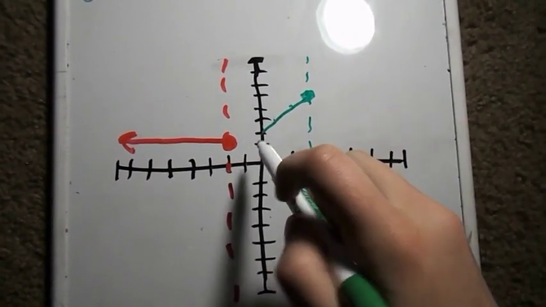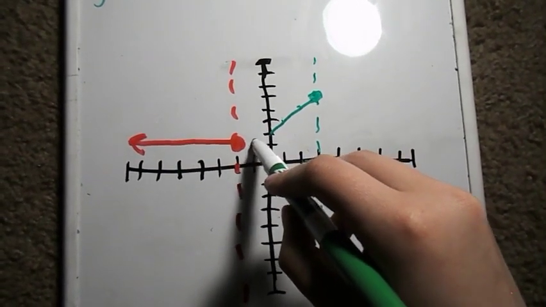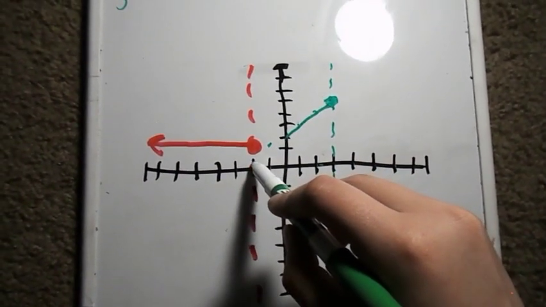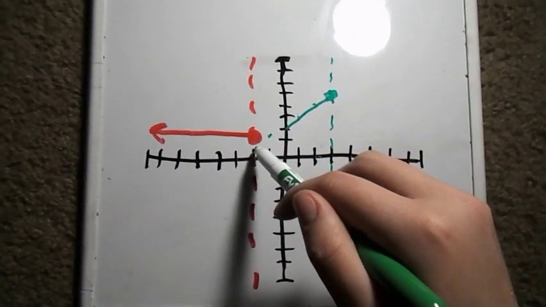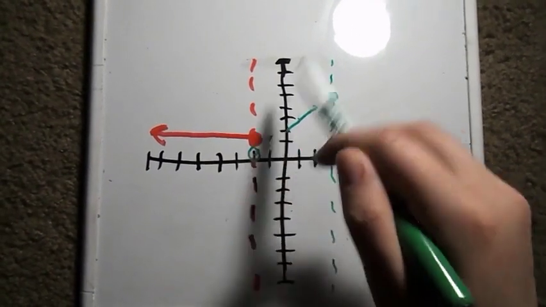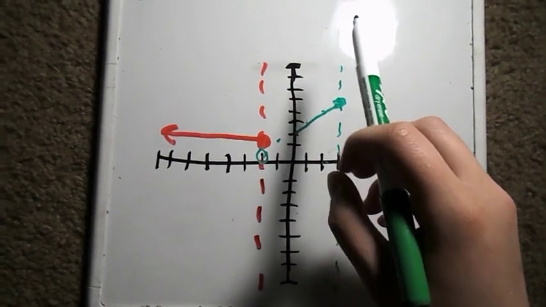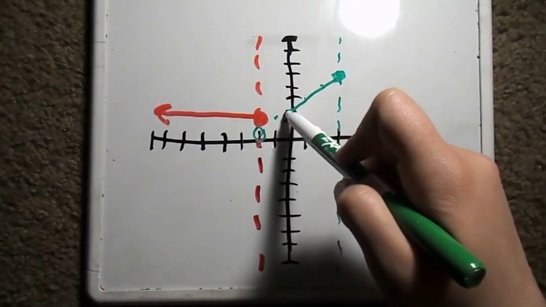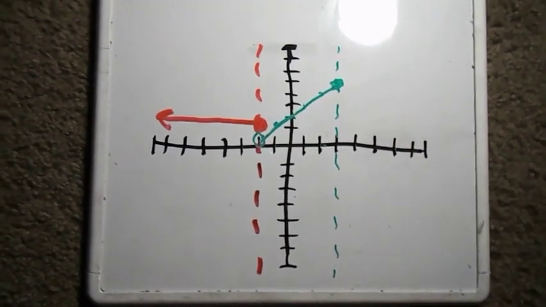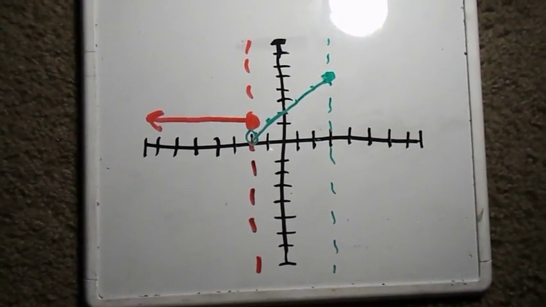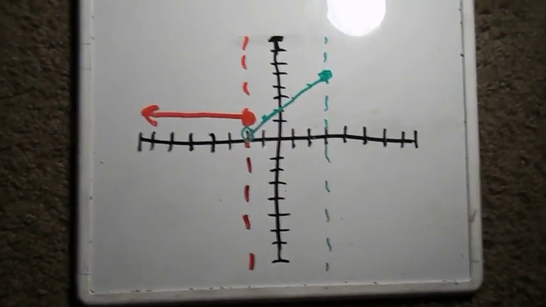Since 0 is not the x boundary, we have to go down 1 over 1 and down 1 over 1 until we get to negative 2, which is the boundary, and then we have an open circle because it is just a greater than, not a greater than or equal to. Then we continue the line. And that is how you graph 2 plus x if x is greater than negative 2 and less than or equal to 3.